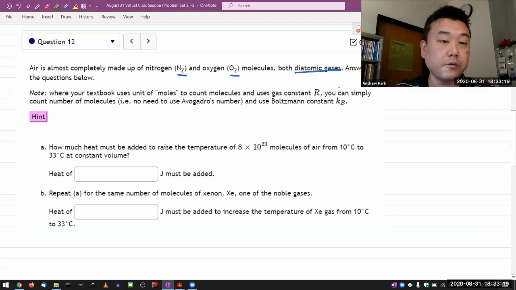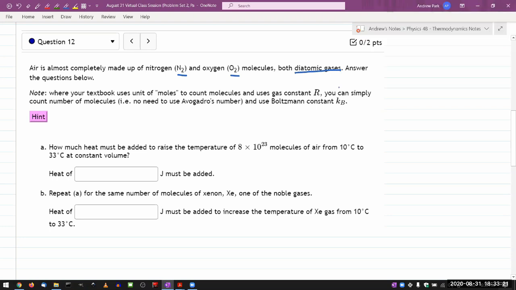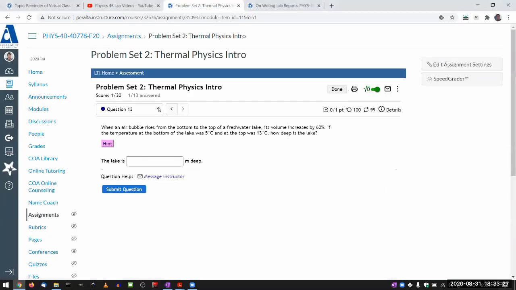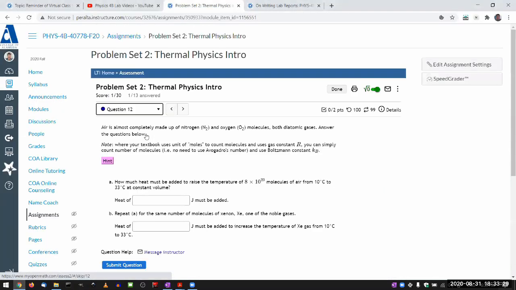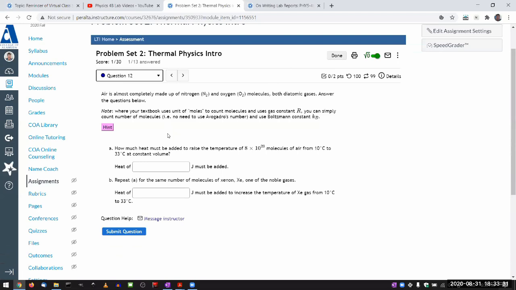It says, answer the questions below. Now, let me go to the hint and show you what the hint points to, because there's a very specific thing that you should know.